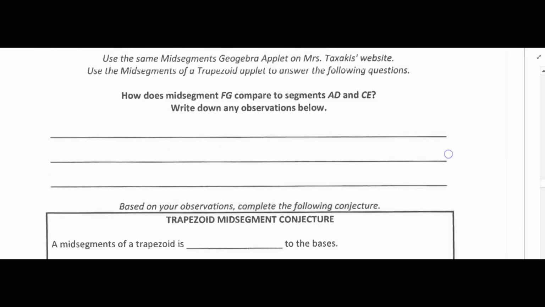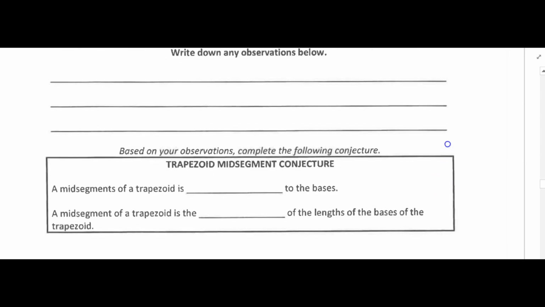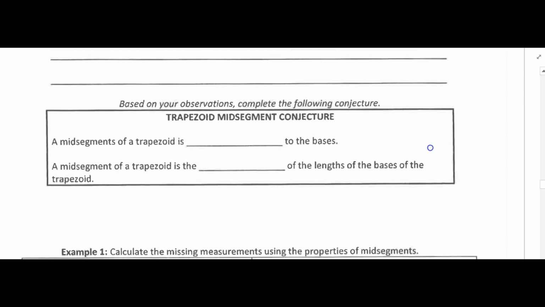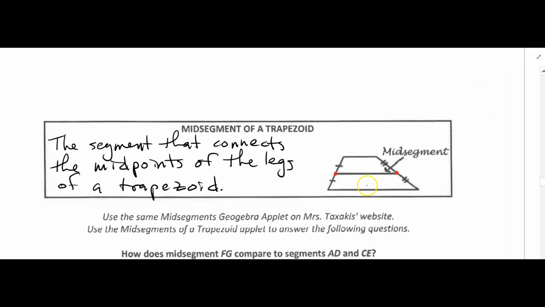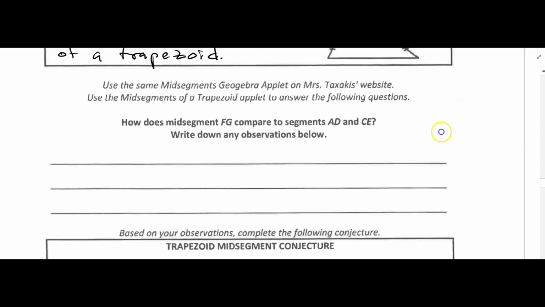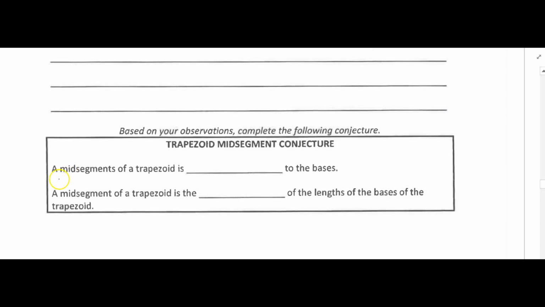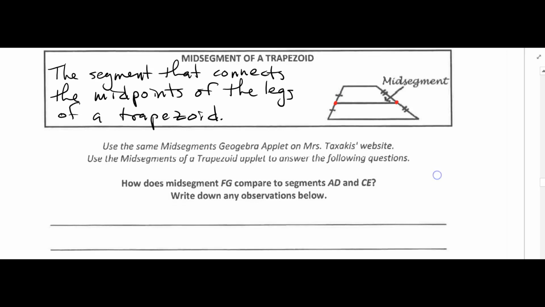So we're going to skip down to the trapezoid midsegment conjecture here. Here's our midsegment, and here are our bases, and if you had to guess whether they were parallel or not, they do look parallel, so that's the first part of our conjecture. A midsegment of a trapezoid is parallel to the bases.